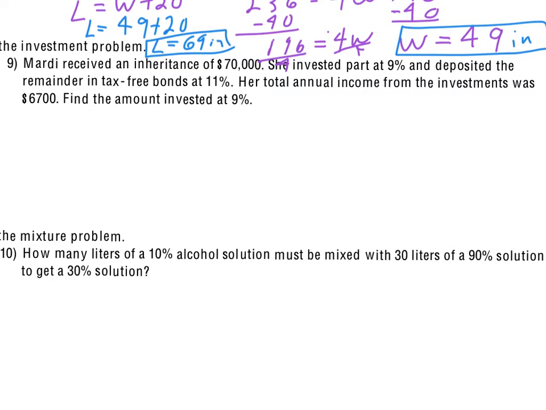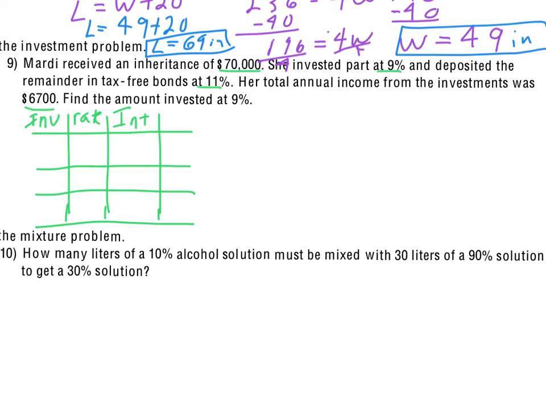Okay, so next we have our investment problem. In this case, Marty inherited $70,000. She invested part at 9%, invested the rest at 11%. Total income from that for 1 year was $6,700. We want to find the total amount invested at 9%. I'm going to draw a quick table here.